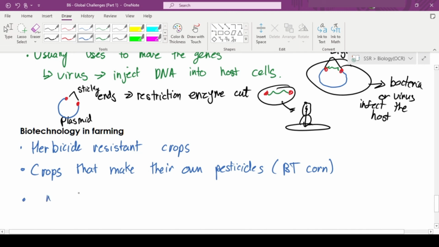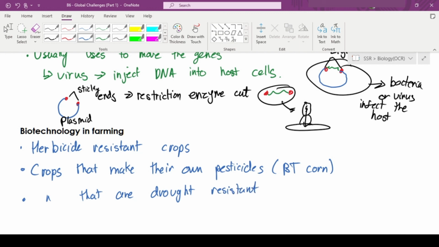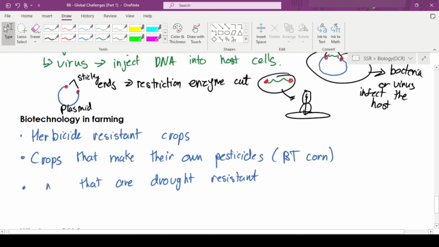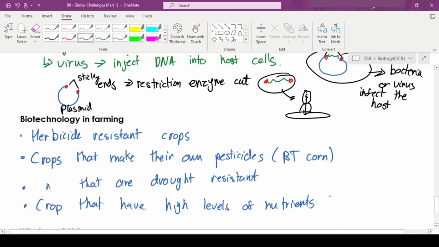We've also looked at increasing the value of a crop, or increasing the nutrition of a crop, and increasing the drought resistance too. So we've got drought resistant crops, and we've got these crops that have higher levels of nutrients. A great example of this is golden rice, which is high in vitamin A.